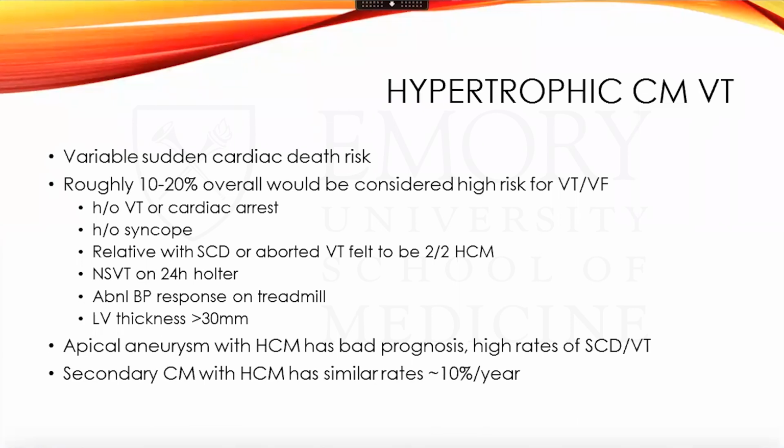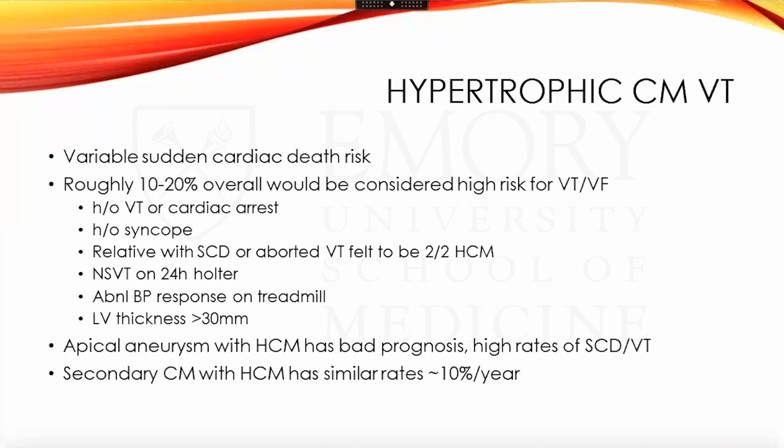Typically, we're looking for more than a single PVC or a couplet. You're looking for a burden. Abnormal blood pressure response on a treadmill: augmenting your blood pressure is a normal response, and failure to augment is an abnormal response. And the LV septal thickness, or any thickness, greater than 3 centimeters or 30 millimeters. If you have one or more of any of these factors, we think it is a good idea for you to get a primary prevention defibrillator.